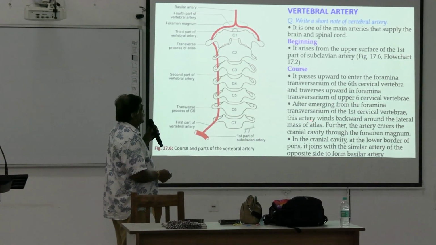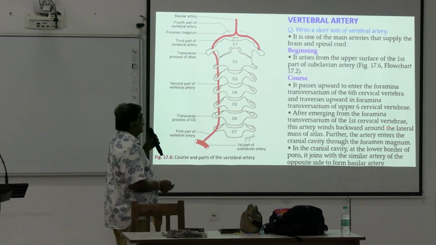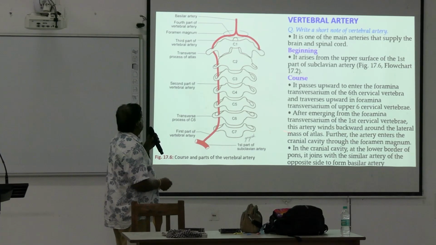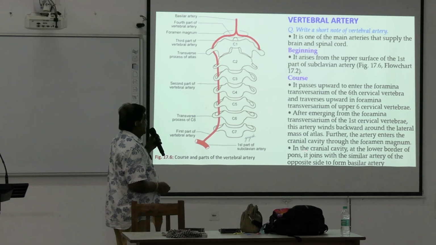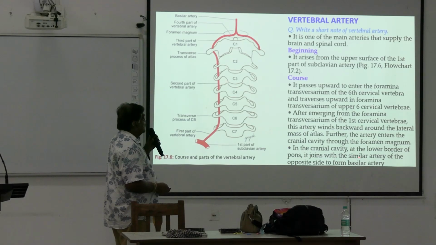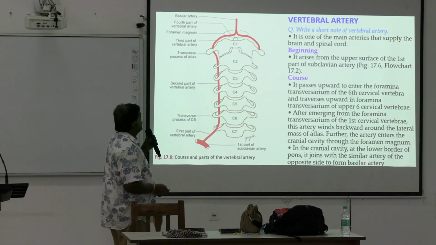first cervical vertebra, this artery winds backwards around the lateral mass of the atlas. And further, the artery enters the cranial cavity through the foramen magnum. In the cranial cavity at the lower border of the pons, it joins with the similar artery of the opposite side to form the basilar artery.